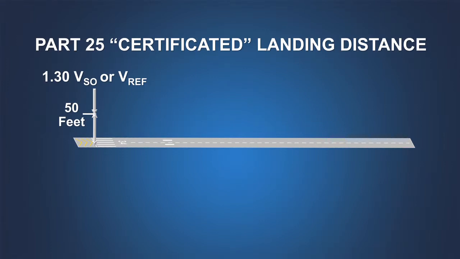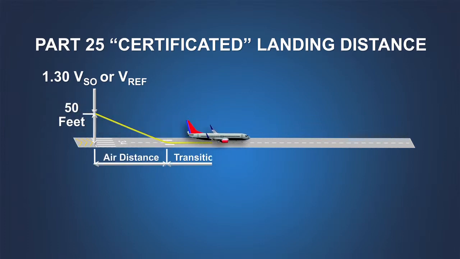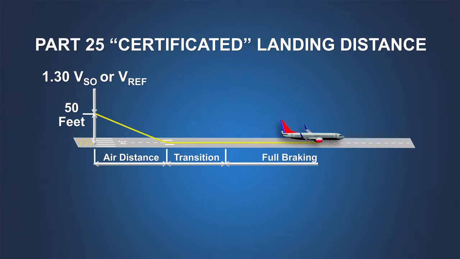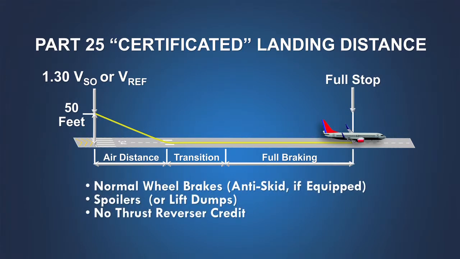The landing distance for a transport category airplane is defined by the certification rules in Part 25. This certificated landing distance starts at the point where the airplane main wheels are 50 feet above the runway surface. It continues through a nominal air distance and includes time delays, allowing for the transition into the stopping configuration. The landing distance ends at the point where the airplane comes to a complete stop.